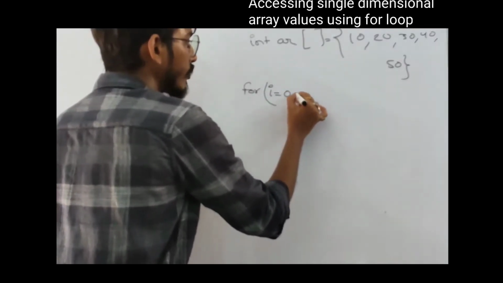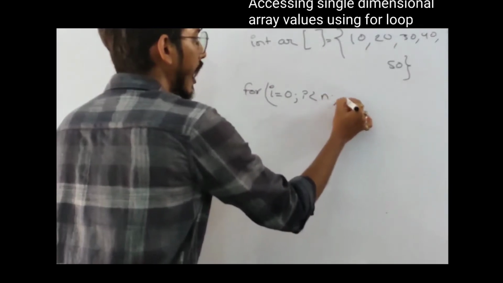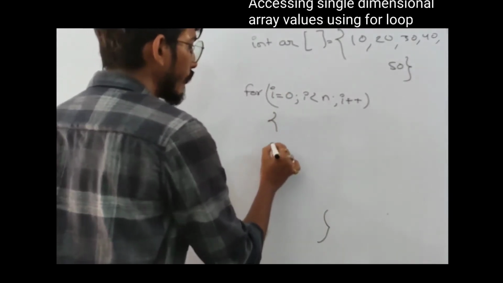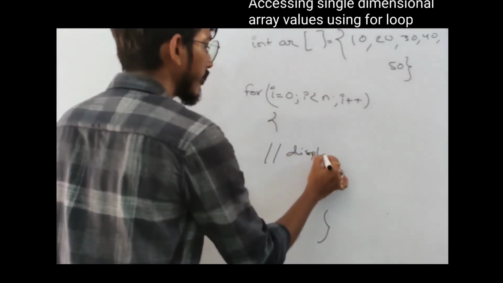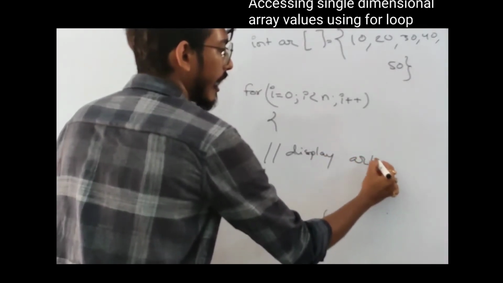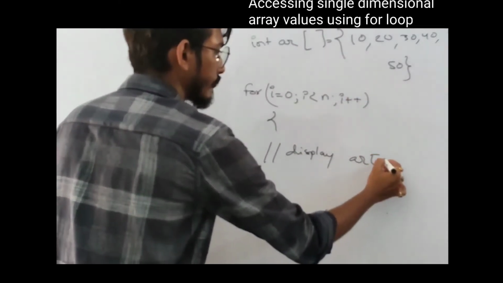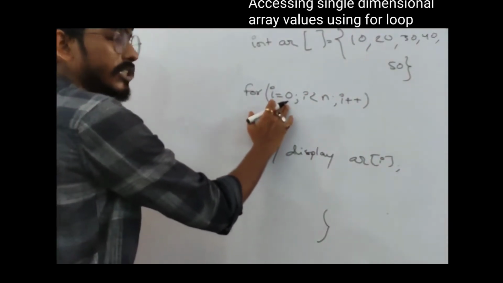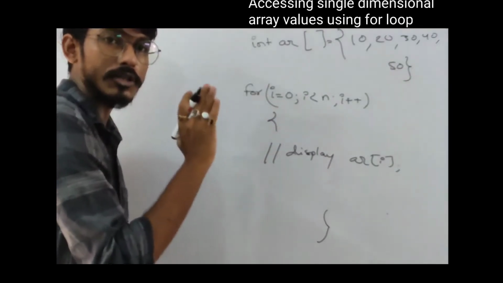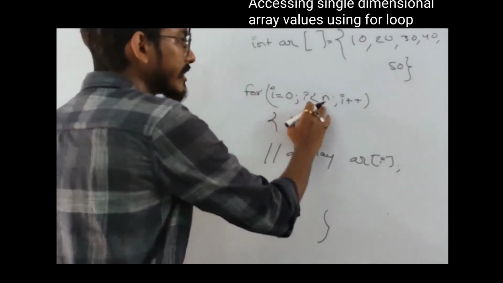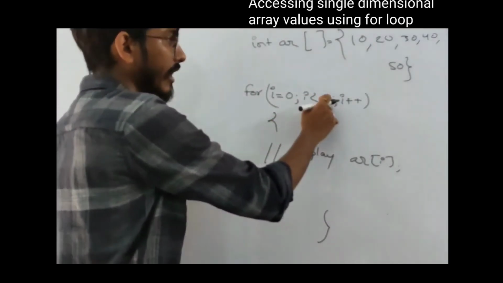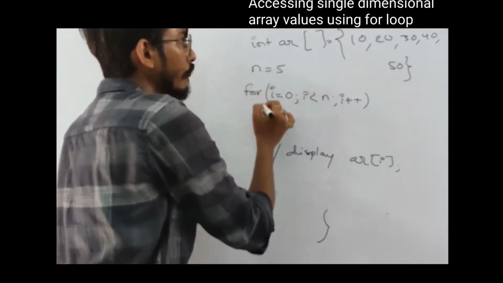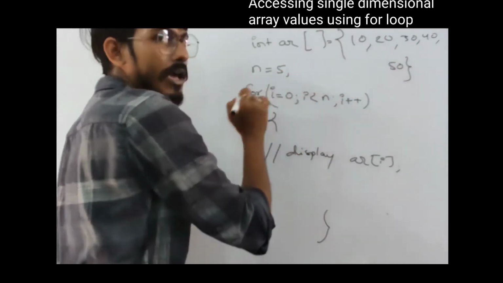So we will write I equals 0, I less than n, I plus plus, and inside the block of for we will display the array values. So how do we access them? Let's see. The initial value of I is 0. So 0 signifies the first index of the array, and I less than n is the condition. So what is n? N is basically the size of this array. For this case, n is equal to 5, since there are 5 values in the array.